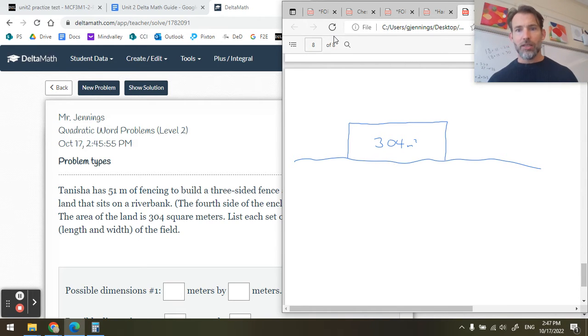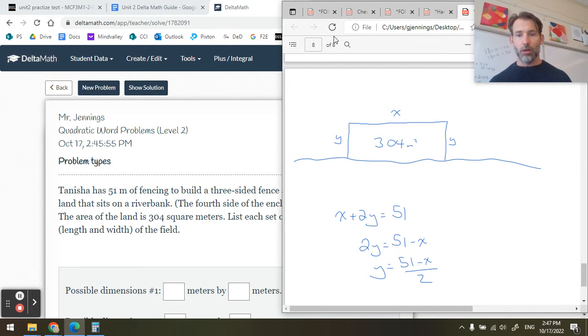And then I don't know how long this is, so let's call it x. And I don't know how long these are, but I can actually express them in terms of x. Maybe I don't know yet, so I'll call it y, and I'll call this one y, and then let's figure it out. x plus 2y is equal to 51. Let's solve this for y, okay? So 2y is equal to 51 minus x. y is equal to (51 minus x) over 2, okay? So now I can put that in there and there.